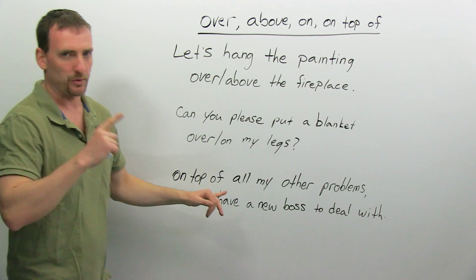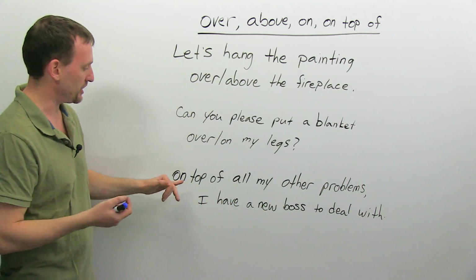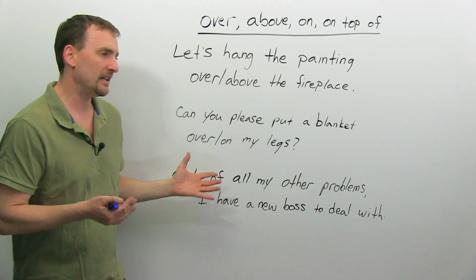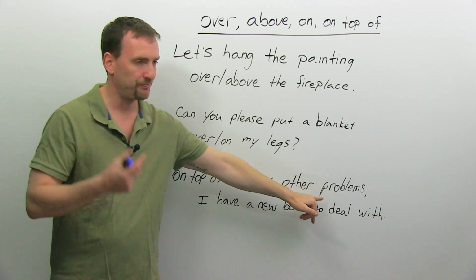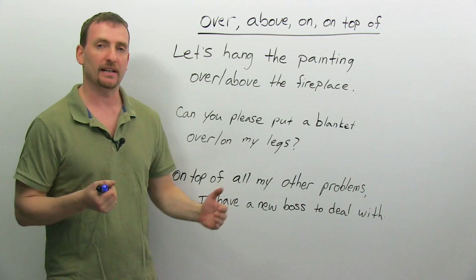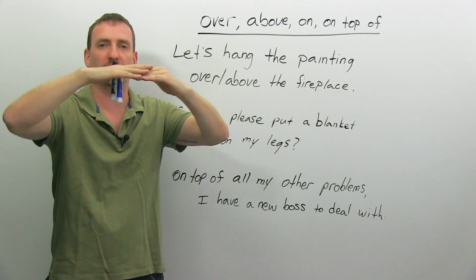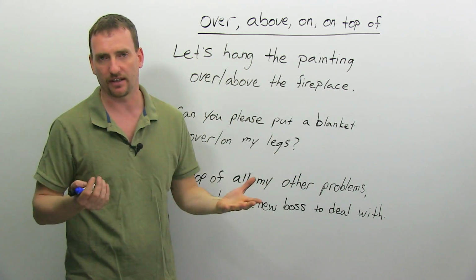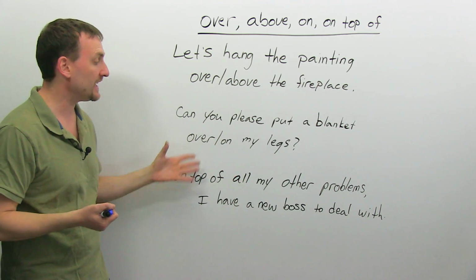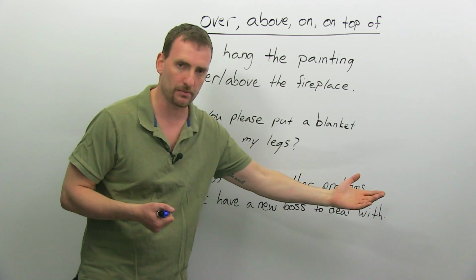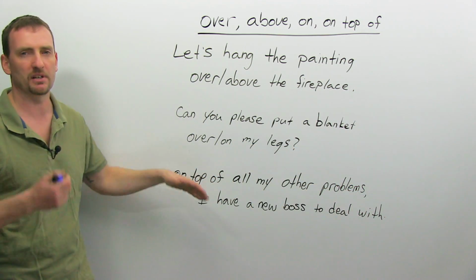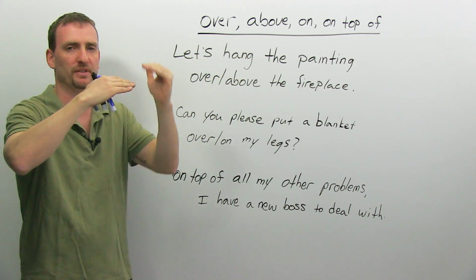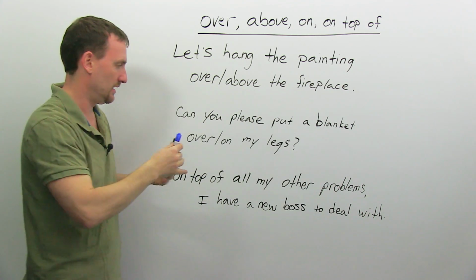Okay? Now, I just want to show you another use of on top of, a very common expression. On top of all my other problems, I have a new boss to deal with. So now technically, there's no thing here. A problem is an abstract noun, it's just an idea, but you can stack things, one on top of the other. So when you have a pile, one goes on top of the other, you can do this with imaginary things as well. Another way to think of this, in addition to all my other problems, I have another one. But we use this very commonly because it's like my problems are stacking up. Okay, but the same idea. Something on top of something else, touching, making a pile. Okay?